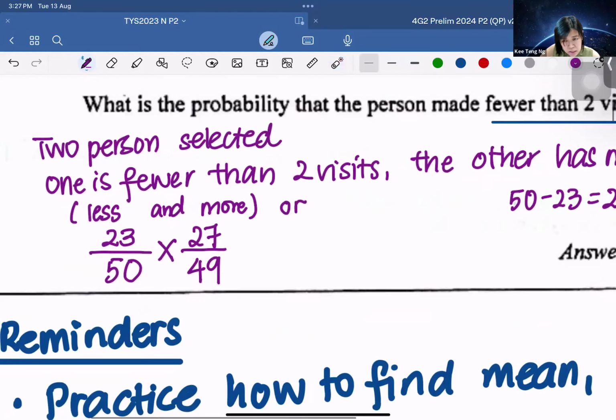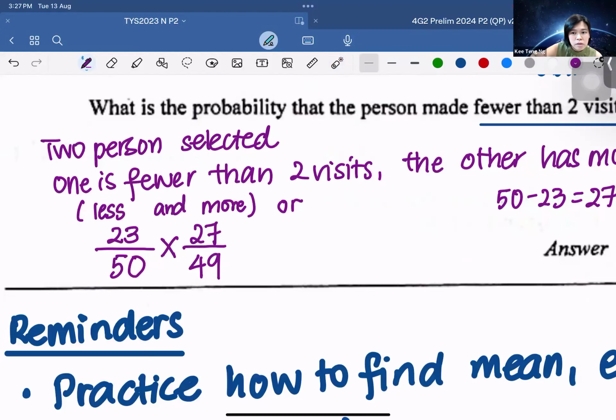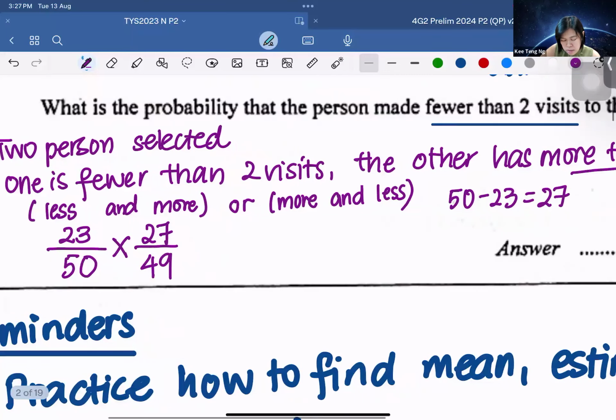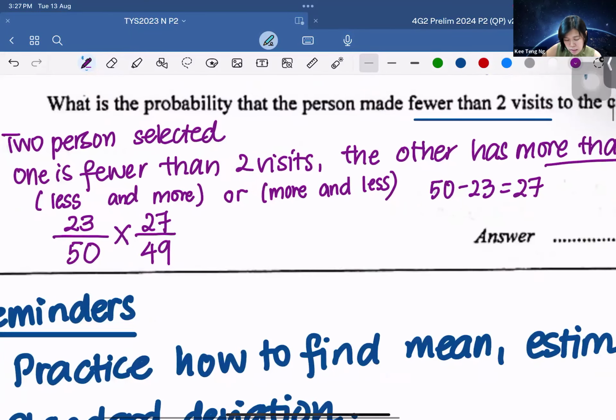Now, is this the only possible situation? I can have another case, right? So now this is a different case. A second case is, must I have the less in front? I can choose the one that's more in front, right? So I can choose the one with more visits first, and then the second one is the one with fewer visits. Again, same scenario. Now this is or. What am I going to do? I need to add the second possible combination.